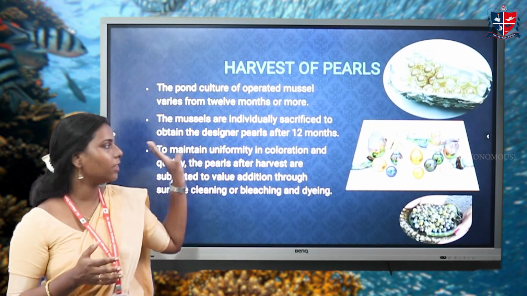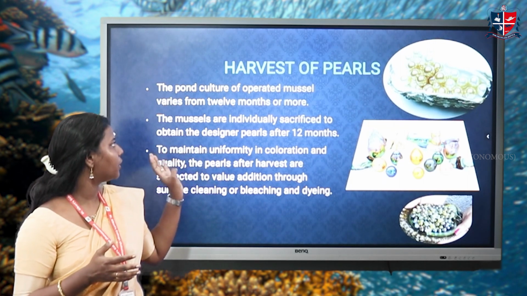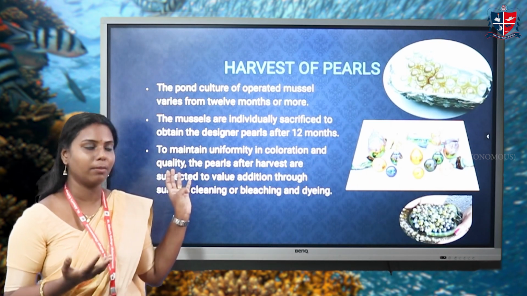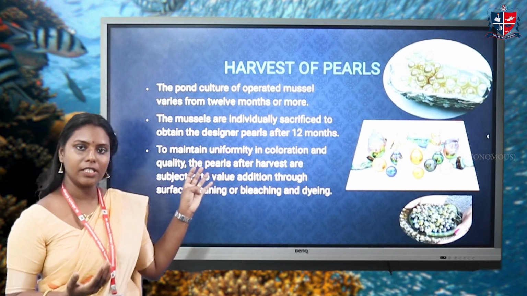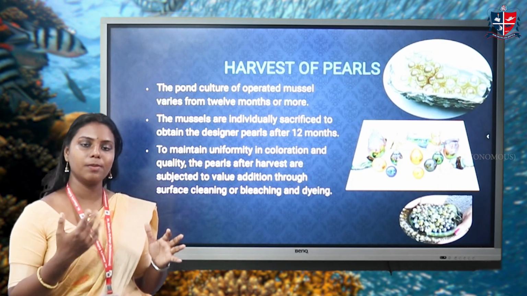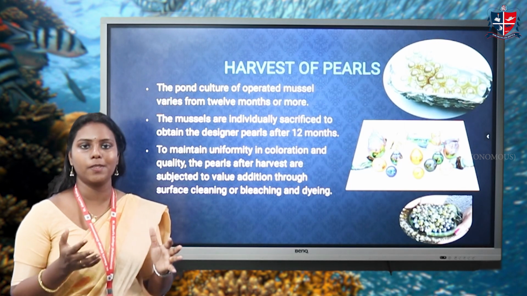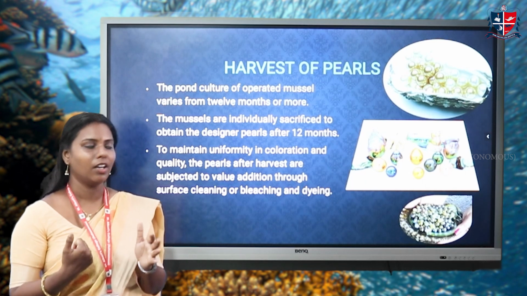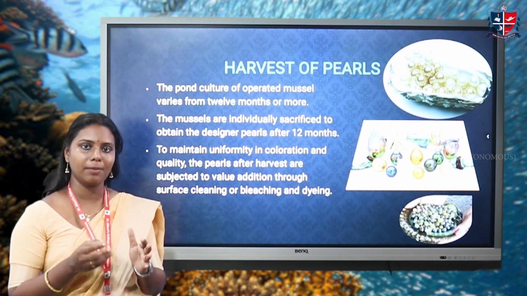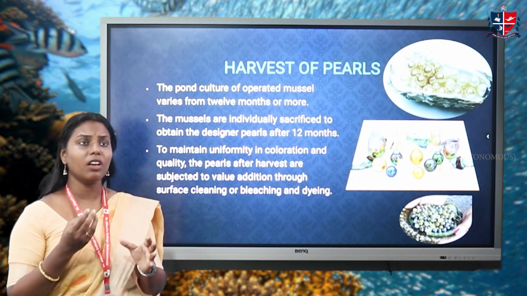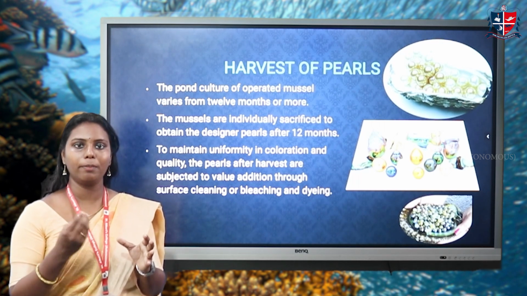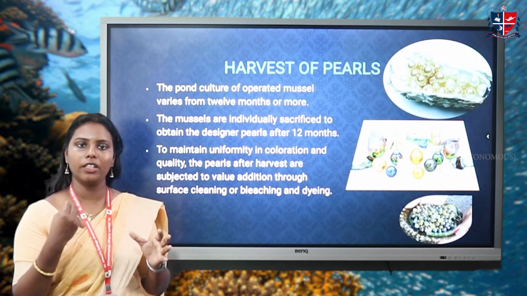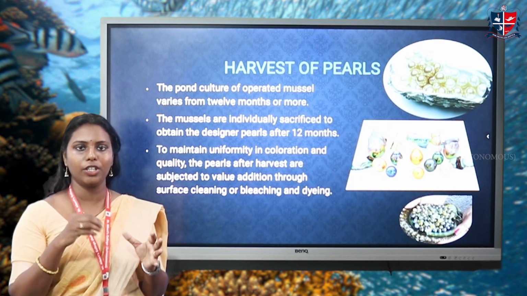So, in this step of harvesting of pearls, the pond culture period may vary from 10 to 12 months. After that, it is harvested, and for that, we are sacrificing the organisms which we have cultured, because we are taking them only for the purpose of obtaining pearls. So we have to sacrifice that organism for harvesting the pearl from it. We will be killing the organism and taking out the pearl. The number of pearls obtained depends on the number of external substances which we have incorporated, or even any other foreign objects which have entered inside the shell can turn into a pearl.